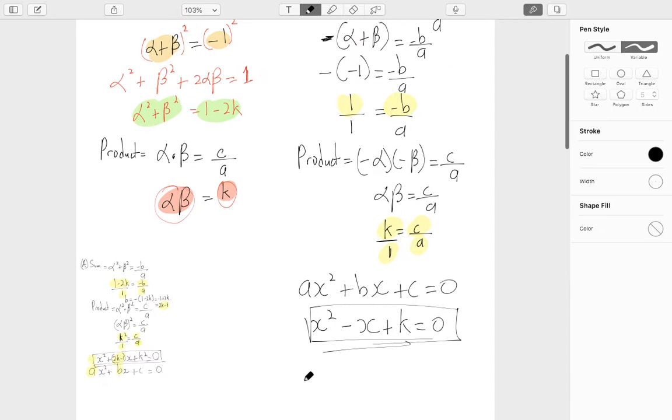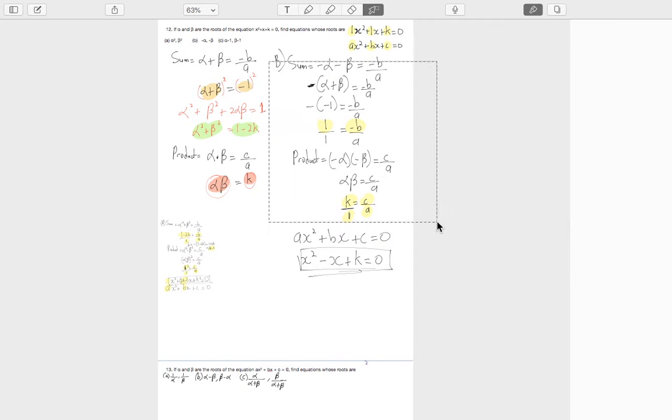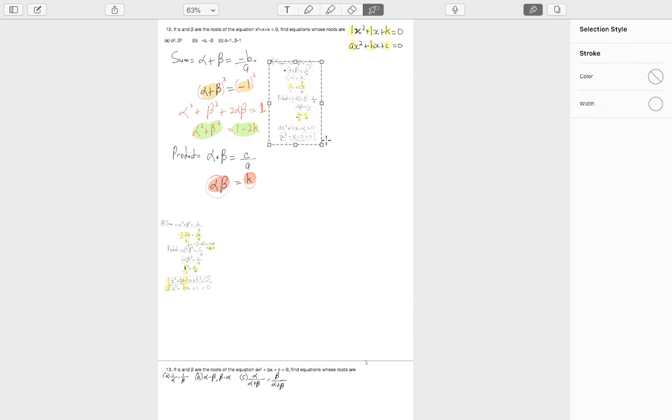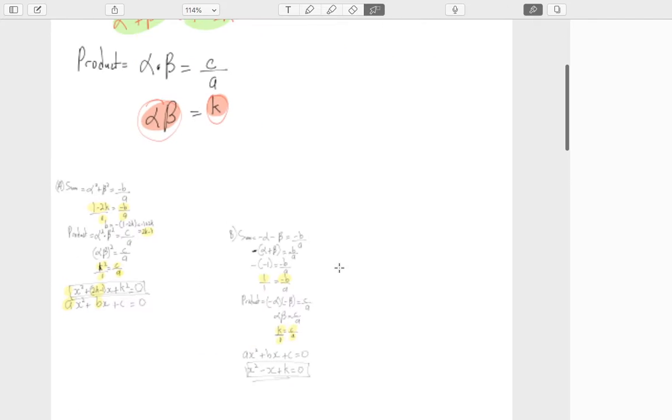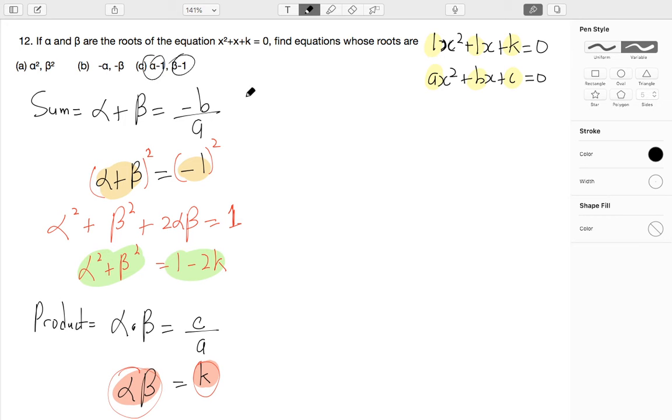Let's try the third one. Let's see if we can shrink this one. Get it out of the way. Okay. So now for c, this one is probably going to be the hardest one because it has compound roots there. So here the roots are alpha minus 1 and beta minus 1.